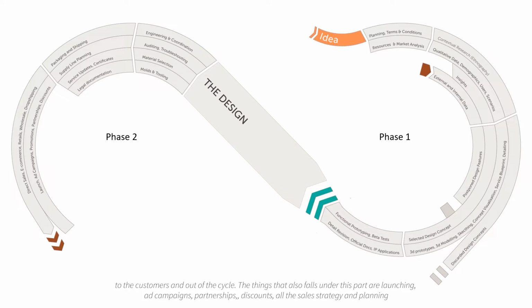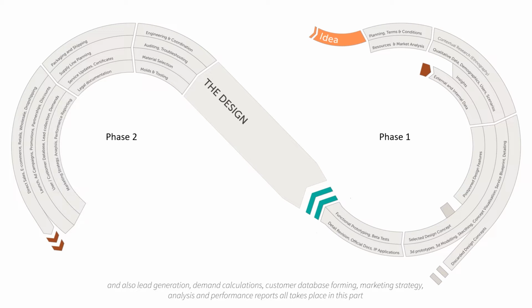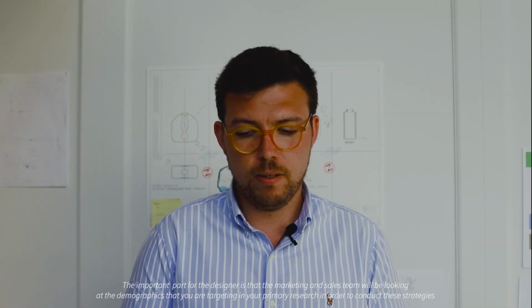And what falls in as subdivisions into this part is launching, ad campaigns, partnership, discounts, promotions, all the sales strategy, sales planning, and also lead generation, demand calculation, customer database forming, and marketing strategy analysis and performance reporting all takes place in this part. And the important part for the designer is the marketing and sales team.